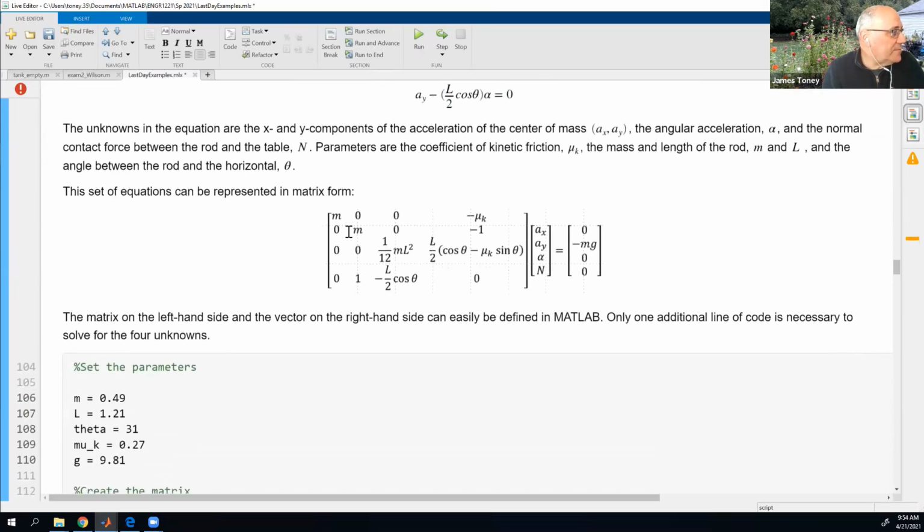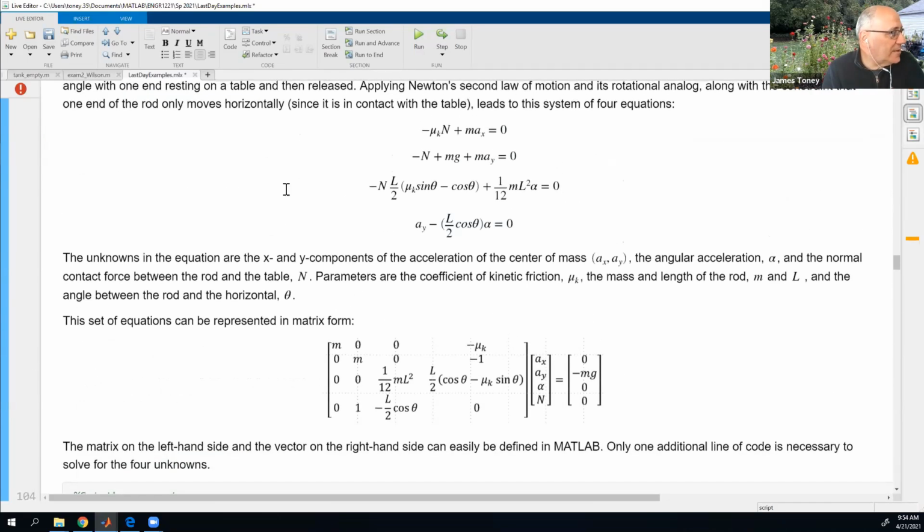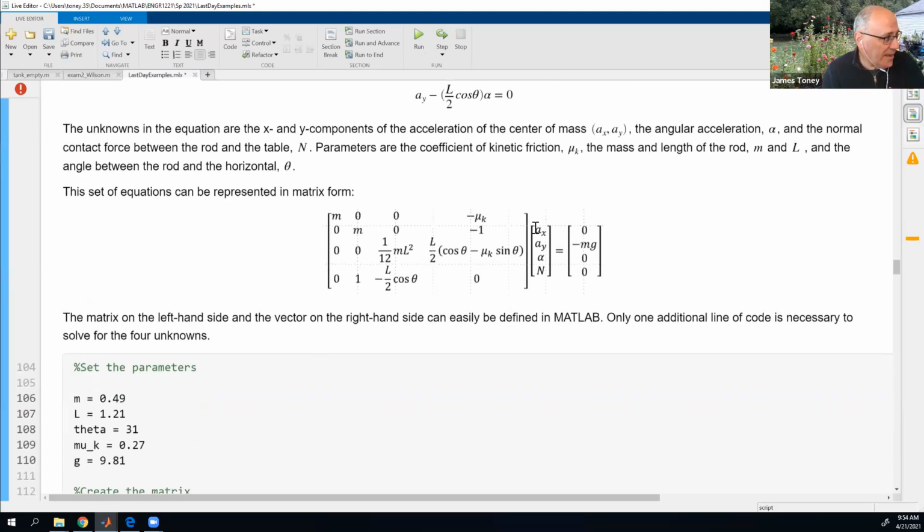Well, you set them up as a matrix. And what gets confusing for people is you got all these symbols, and you have to think about which of these symbols are variables that I'm trying to solve for, and which ones are parameters for which I already have numbers. And so what we're trying to solve for is the accelerations, ax, ay, alpha is the angular acceleration, and the other unknown is the normal force. Okay, that's the normal force between the end of the rod and the table. So those are the four variables: ax, ay, alpha, and n.